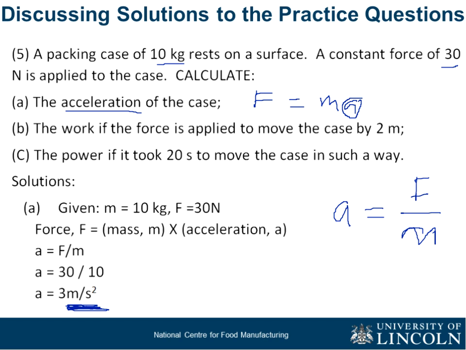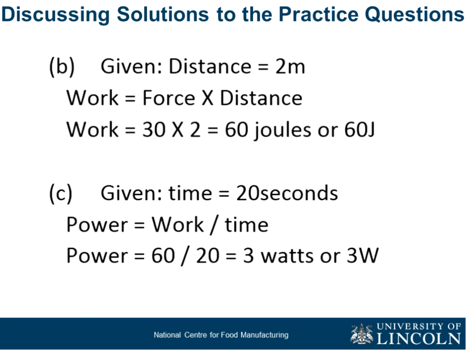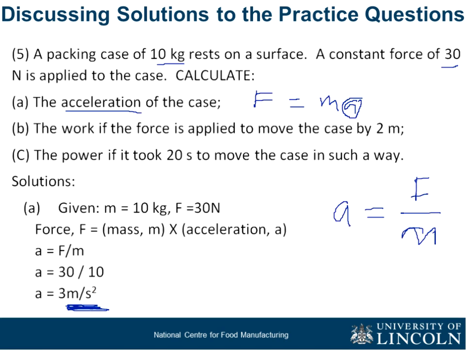And the second question says, the work done if the force is applied to move the case by 2 meters. Now, they want us to calculate the work done. Remember, in the formula sheet, work done equals force multiplied by distance. You'll be given the force to be 30 Newton, and the distance covered here is given to us as 2. 30 multiplied by 2 is what? 60 joule.